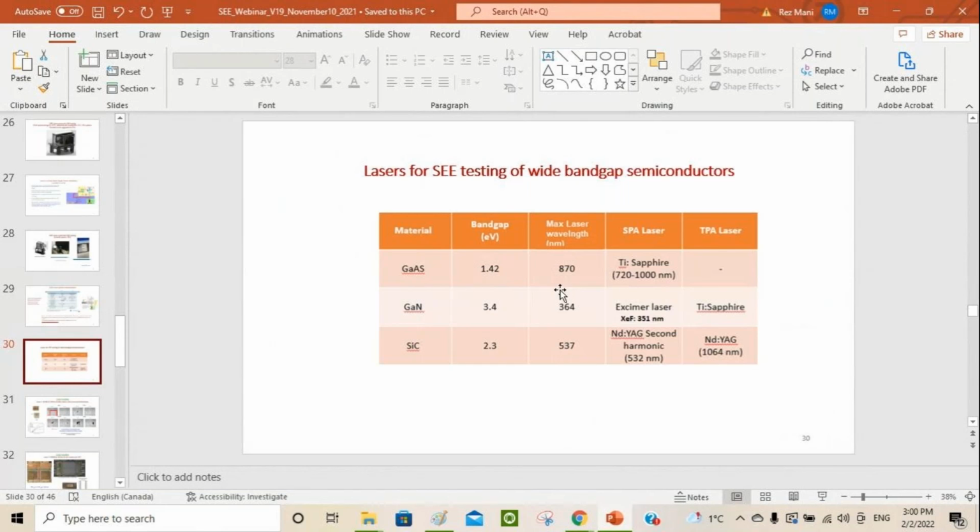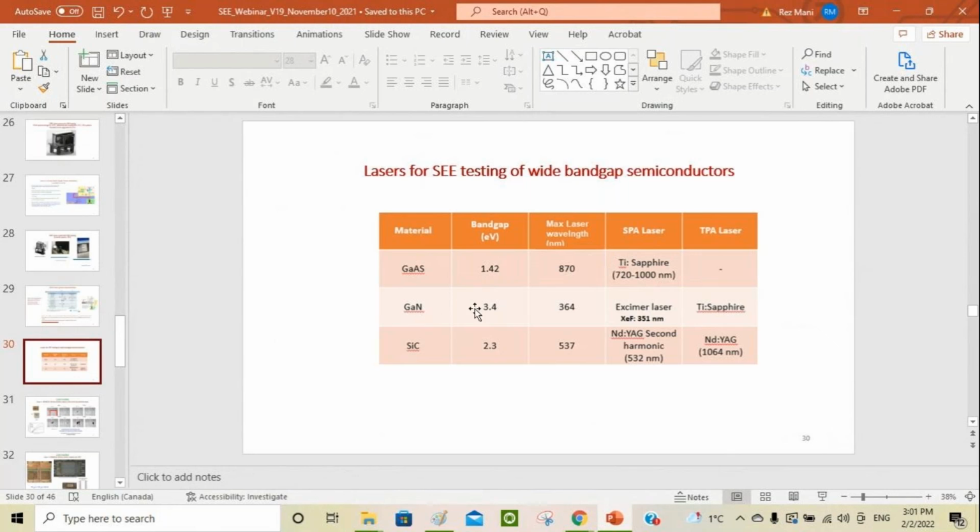For example, in case of gallium arsenide, we recommend the titanium sapphire laser. It's a tunable laser from 720 to 1000, and the maximum wavelength you can use is 870.